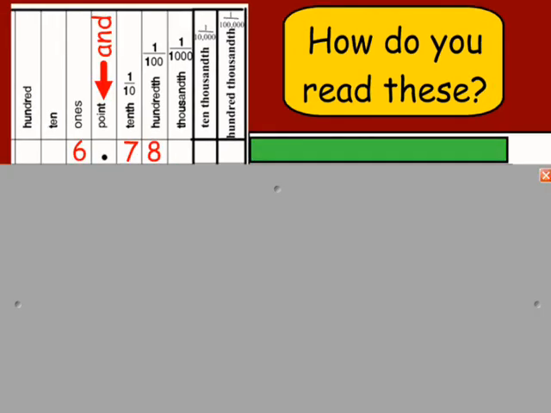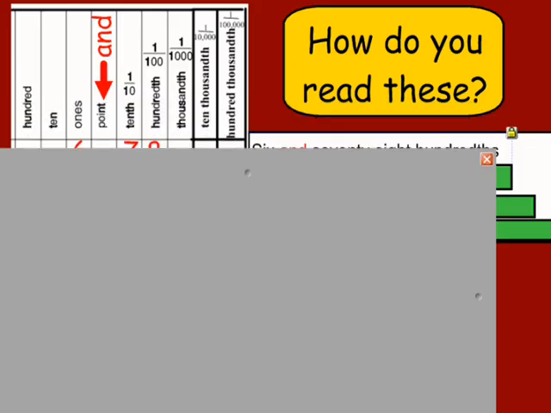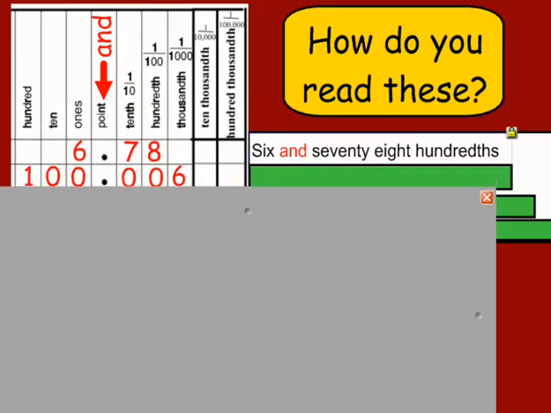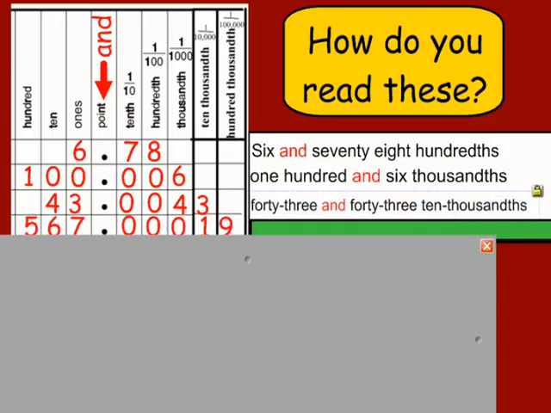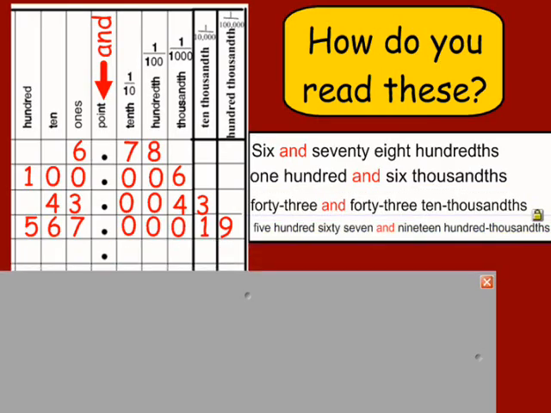Okay, let's add some whole numbers to the mix. Now you'll notice, or maybe you didn't notice, but in those last decimals that I read, I didn't use the word and. And indicates a decimal, and we have some whole numbers here. So this first one would be 6 and 78 hundredths. Our next example would be 100 and 6 thousandths, 43 and 43 10,000ths, 567 and 19 hundred-thousandths. So when you hear the word and, that's telling you that there's a decimal point there.